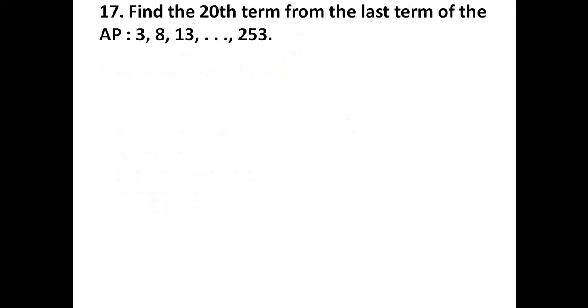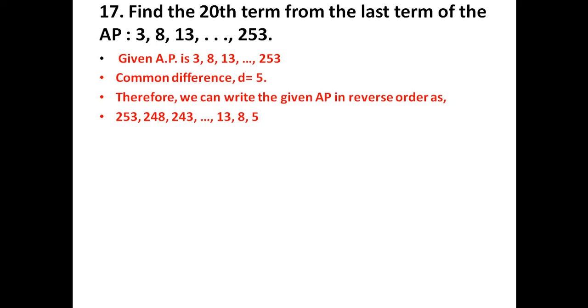17th question: find the 20th term from the last term of the AP. AP is given. From the last you have to find out the 20th term. So the simple way to find it out is to reverse the AP. After reversing you will get 253 as the first term. So the difference is 5, no? So it will be in the minus order, in the decreasing order.